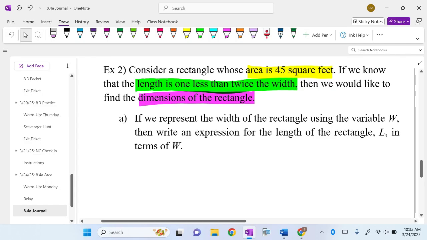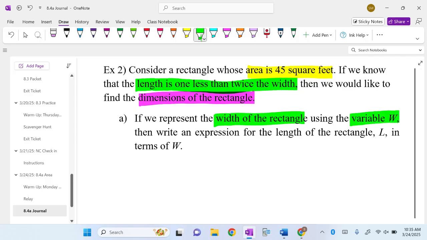Now, part A is asking us if we represent the width of the rectangle as the variable W, so the width is equal to W, we want to write an expression for the length of the rectangle L in terms of W. So in other words, we want to describe the length in terms of the width. And they did tell us that in the problem. So width is equal to W. That's our variable in this case. W is the width. What did they say? How does the length relate to the width? What did they say in the problem?